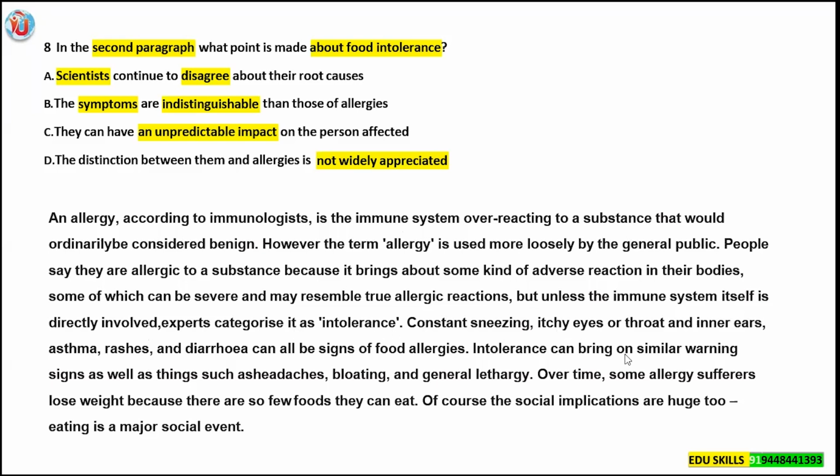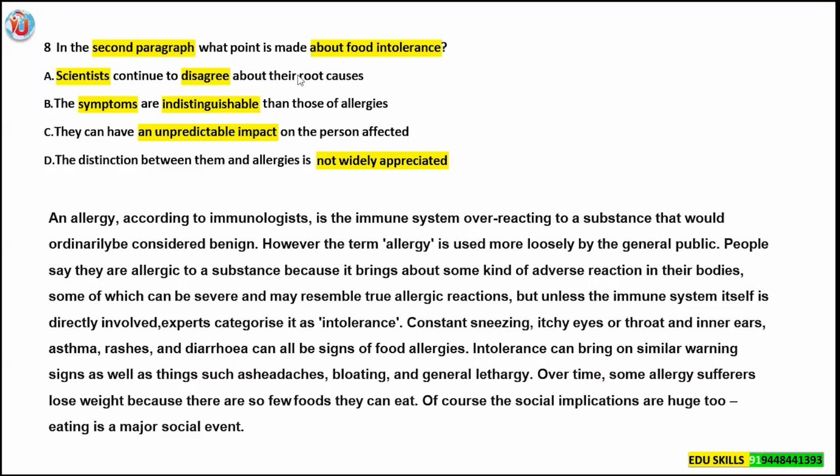Constant sneezing, itchy eyes or throat and inner ears, asthma, rashes, and diarrhea can all be signs of food allergies. Intolerance can bring on similar warning signs as well as things such as headaches, bloating, and general lethargy. Over time, some allergy sufferers lose weight because there are so few foods they can eat. Of course, the social implications are huge too. Eating is a major social event.